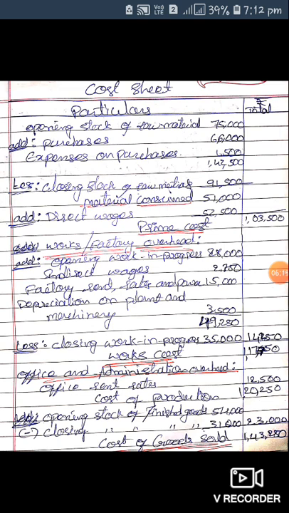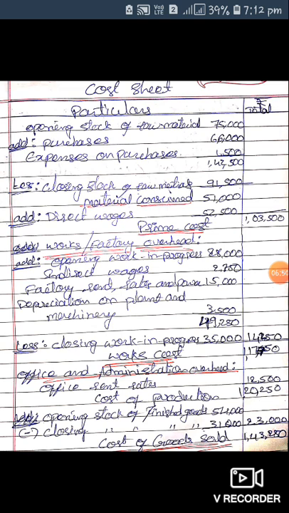So here the closing work in progress is 35,000. After deducting work in progress, we'll get 14,250 rupees of works or factory overhead. So we have to add this factory overhead to the prime cost. After adding, we'll get 1,70,750 as the works cost, which means the direct and indirect expenses are included.